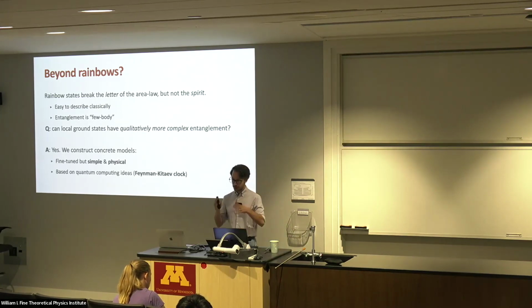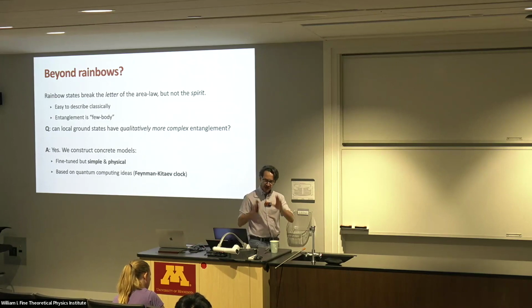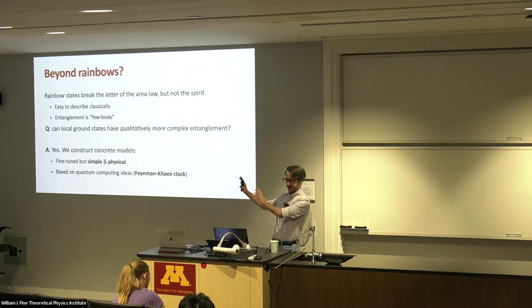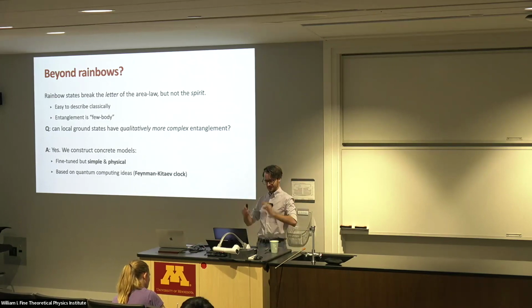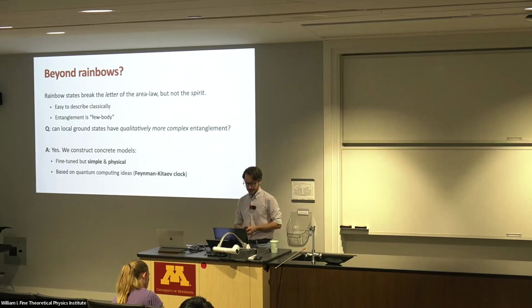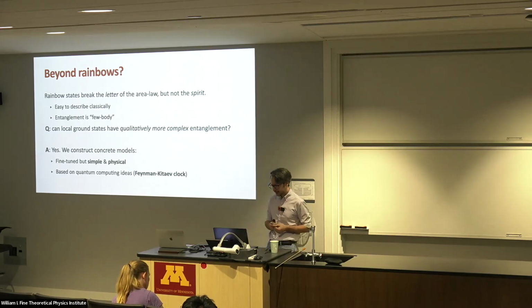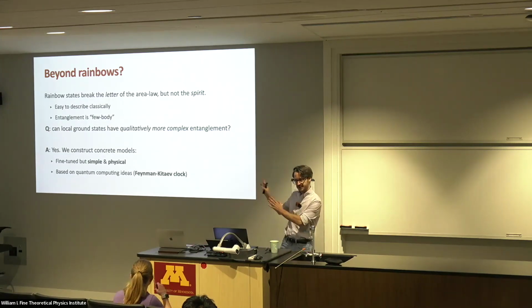We construct some concrete models that are very fine-tuned. So the area law does hold generically, and we have to find very fine-tuned exceptions, but they have the significant advantages of being very simple, very physical. You can write down the terms. They're all small. They're easy to make. So modulo fine-tuning, they're very reasonable Hamiltonians. And the interesting thing is that they're based on an idea from quantum computing, in particular the Feynman-Kitaev clock that I will tell you about in a moment. So this is what we set out to do.